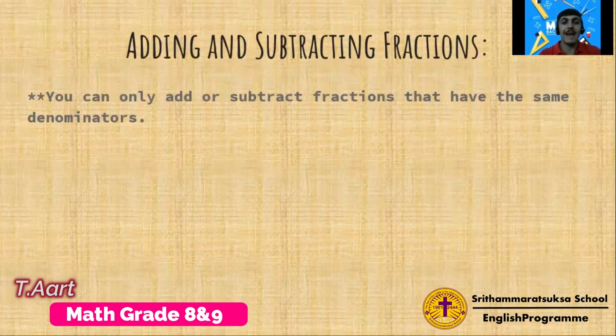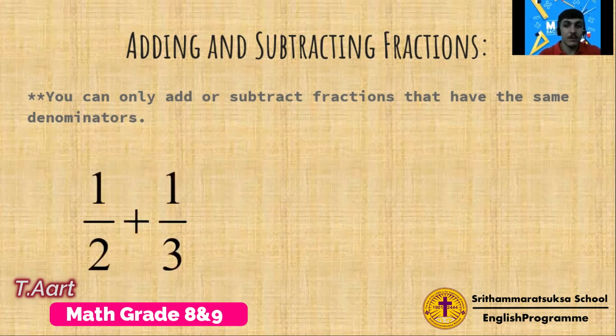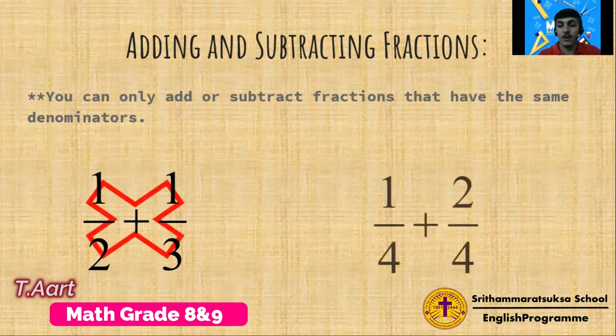Okay, let's move on to adding and subtracting fractions. You can only add or subtract fractions that have the same denominators. So in this example, the denominators 2 and 3 are different, so we cannot simply add them. But over here, our denominators are both 4, so we could just simply add these 2 fractions.